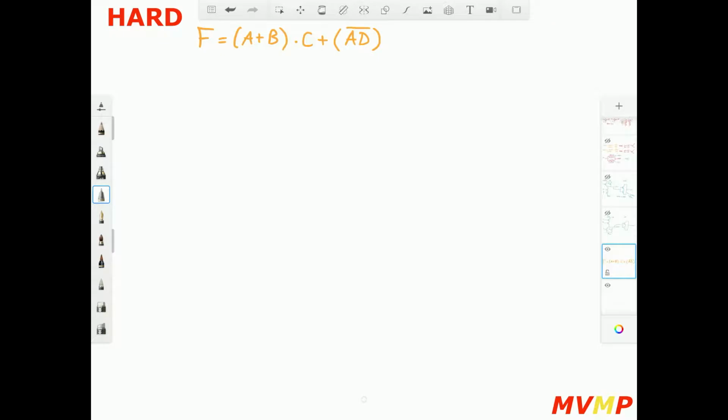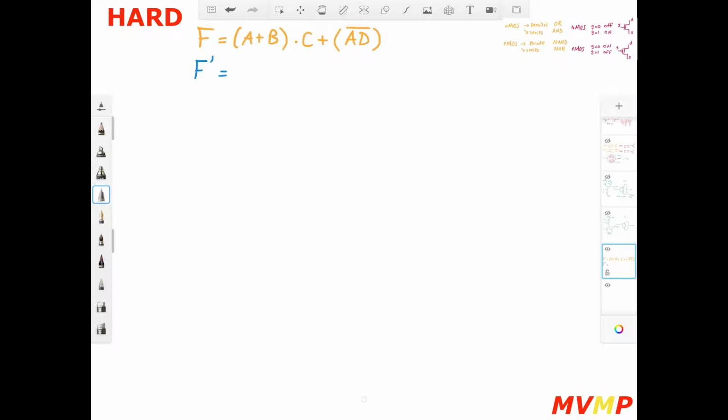Now we're going to do one more function, and this is a little bit harder. We have the function A ORed with B ANDed with C, and C is ORed with A ANDed with D prime. So we're going to go ahead, take its complement. So wherever they are ORed, it's ANDed. Wherever it was ANDed, it's ORed. And also wherever they were prime, it's not going to be a prime. And if they weren't primed, they are primed now.